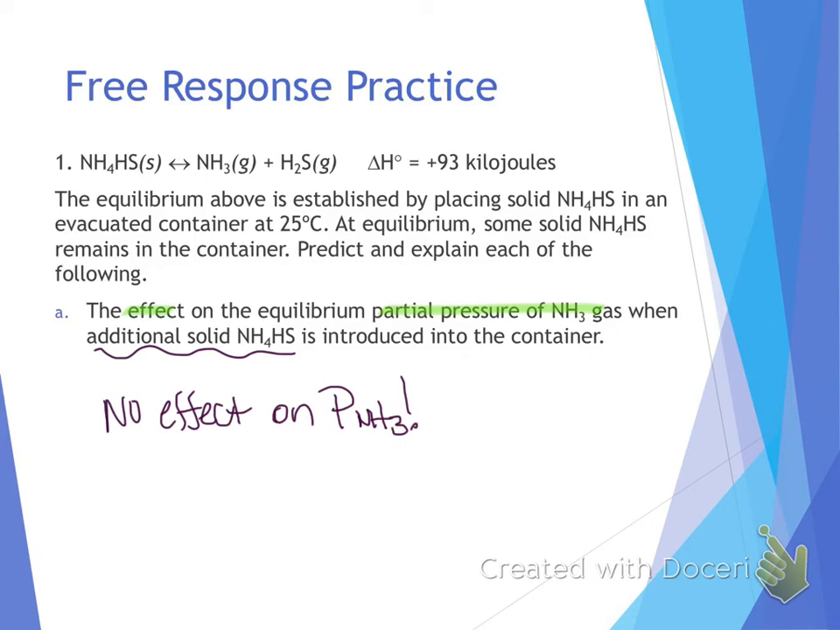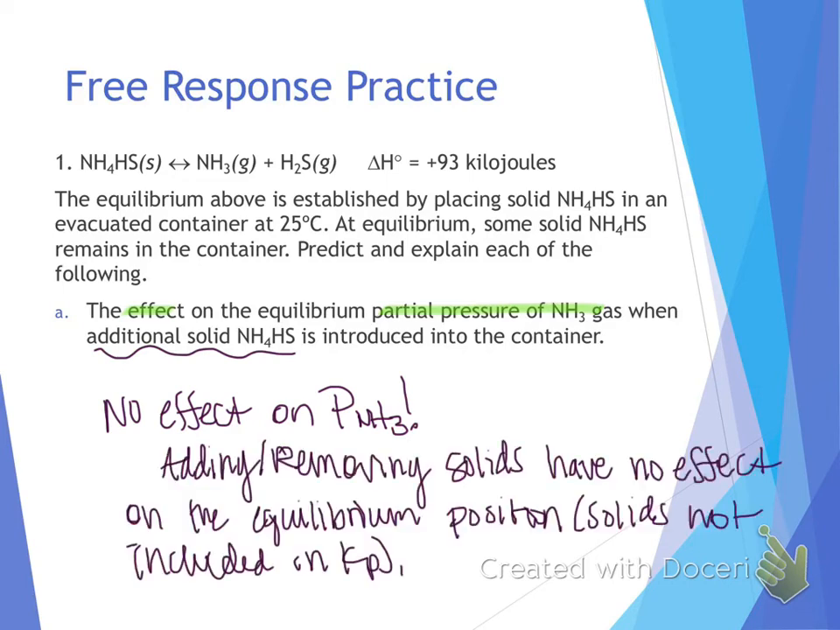On part A here, you should have found that there is no effect on the partial pressure of NH3. We're adding a solid to our equilibrium system. Adding solids and liquids have no effect on the equilibrium position. If our equilibrium position doesn't change, neither will our partial pressures of anything, because there's no shift happening.